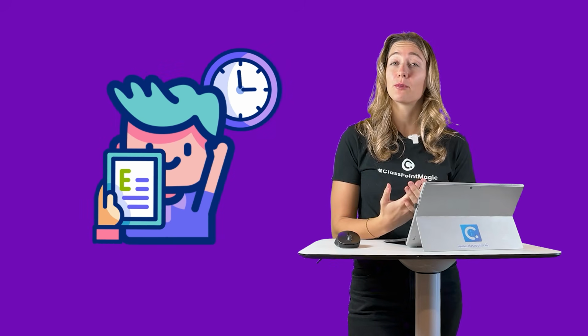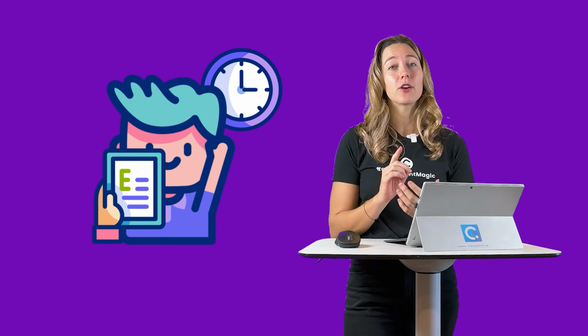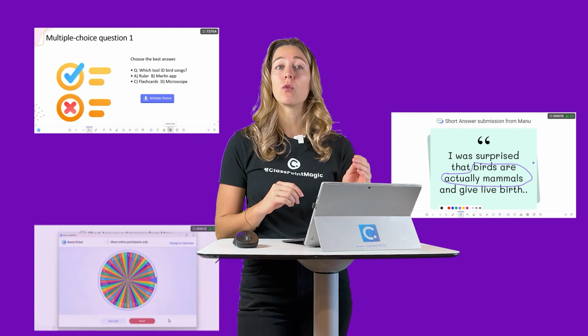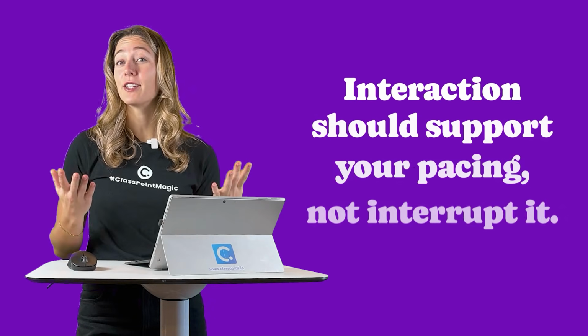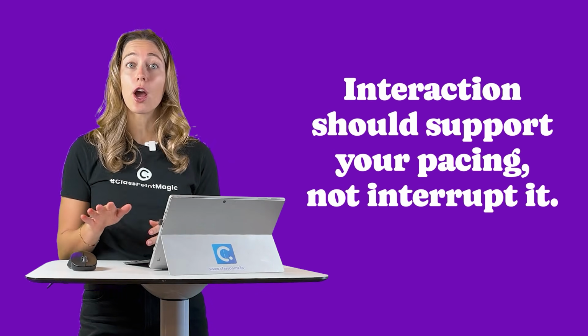A common worry is that interaction can take up too much time in your class, but the key here is intention. One well-placed question, one annotation moment, or one name picker prompt can replace several minutes of guessing who understands what in the classroom. Interaction should support your pacing, not interrupt it.